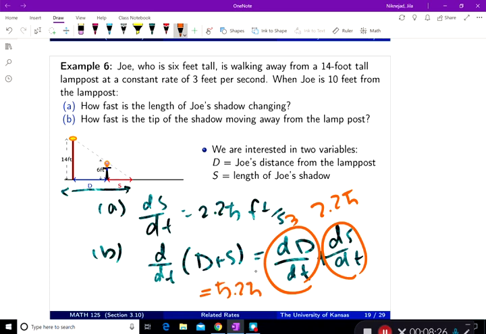And this makes sense. We're saying that S is increasing at this rate, D is increasing at this rate. What is the rate of the increase of the two of them added together? We should just add the two rates of change.